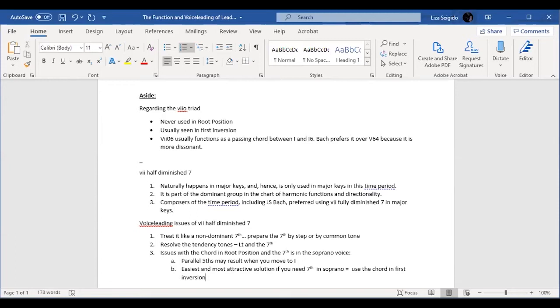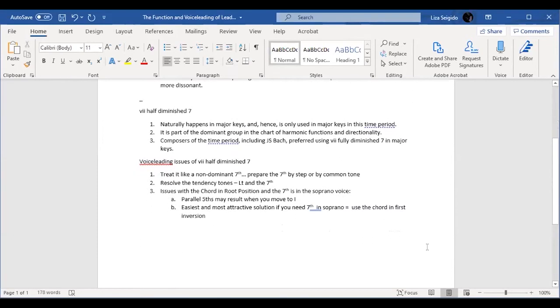Any questions so far, guys? Any questions? No? Okay, so 7 half diminished 7 isn't too hard to deal with. I will give you 1 or 2 exercises to resolve it properly in your homework. 7 fully diminished 7, however, has a lot more things to think about. So let's take a look at that guy.